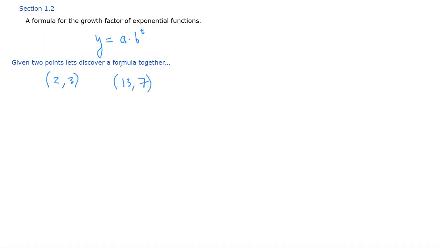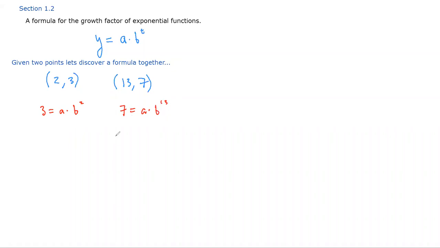And so because we know that these 2 points are on our exponential function, I can really make 2 equations. And my first equation would be 3 is equal to a times b to the second power. And my next equation would be 7 is equal to a times b to the 13th.